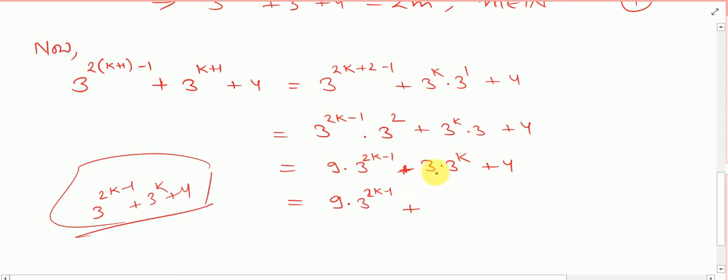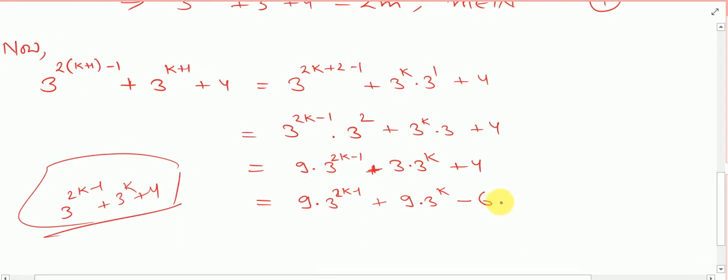If this had been 9, then we could have easily taken 9 as common from these two terms. So what I will do, I will write 9 times 3 to the power k, and then I will subtract 6 into 3 to the power k. So that means what I have done is this same term I have expressed as these two.